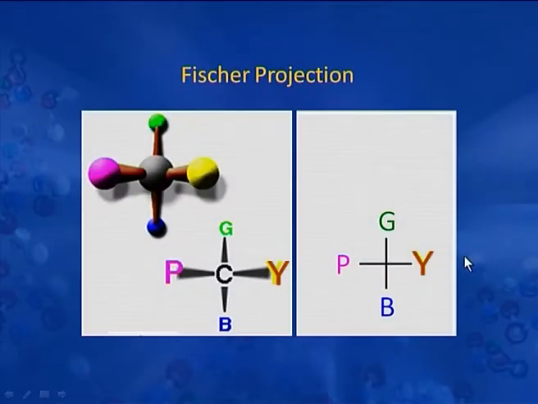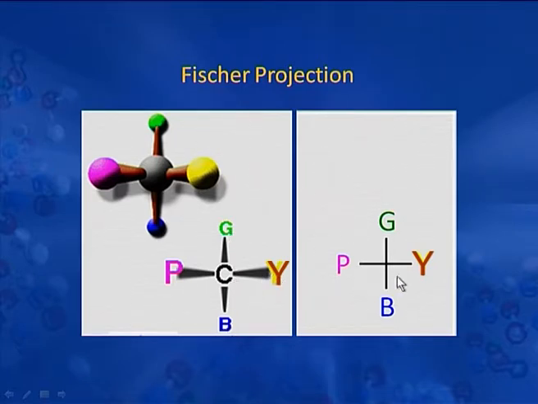Let us understand it in a different way also. This is a molecule and the viewer is viewing from this side, and these are the two groups, pink group and yellow group. They are projecting outward in the horizontal plane, whereas these green and blue groups are going away from the viewer in the vertical plane. The viewer observes it like this, that carbon has this pink group on the left, yellow group on the right, green group on the top and blue group on the bottom.